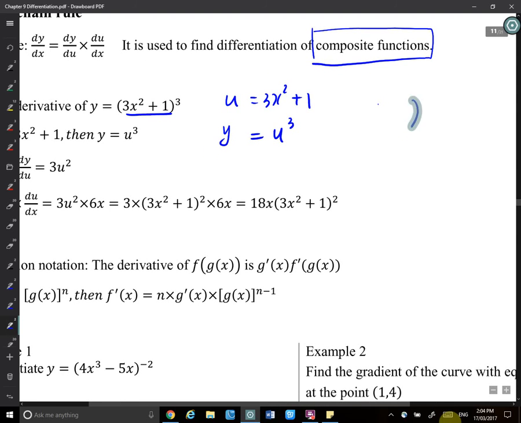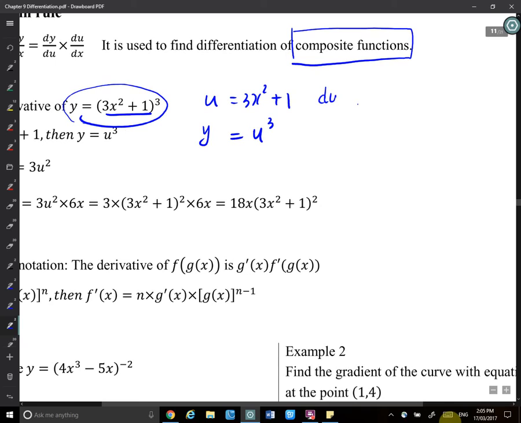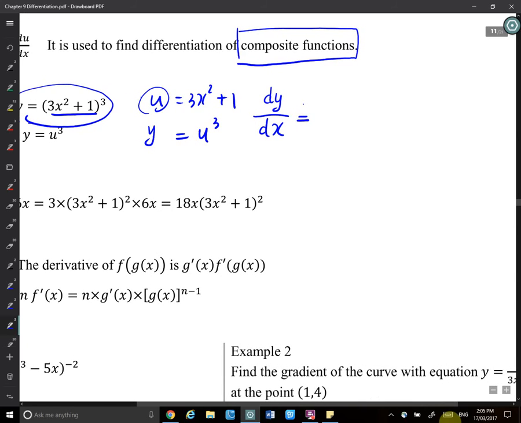I want to differentiate that. So what's the derivative of that? The derivative is dy over dx. But can you see there's a connecting thing which is called u. I don't have a direct relationship between y and x. So y connects with u and u connects with x. So what I may say will be dy/du times du/dx.